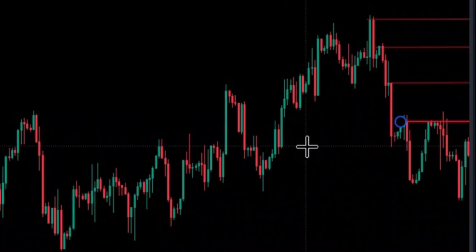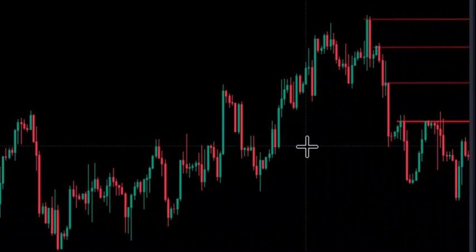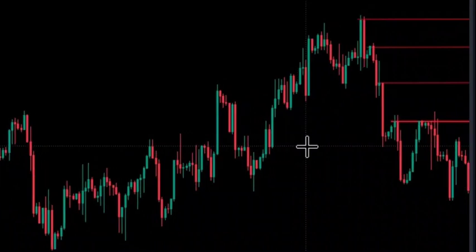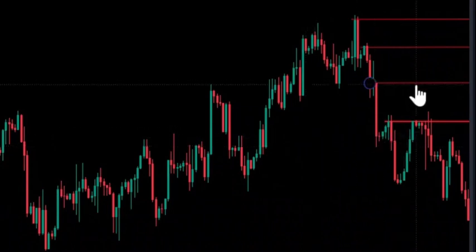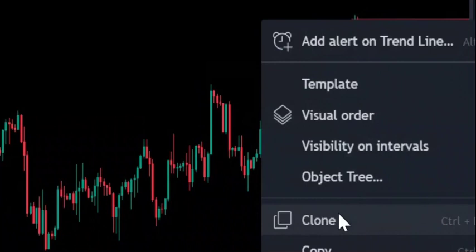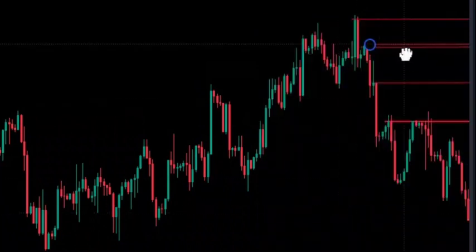So now, okay. Keep scrolling to the left, make it slow, like the candles printing. Okay, so we just had a low taken. So now what do we need to do? Exactly. Clone that line, and then we'll put it on that high.